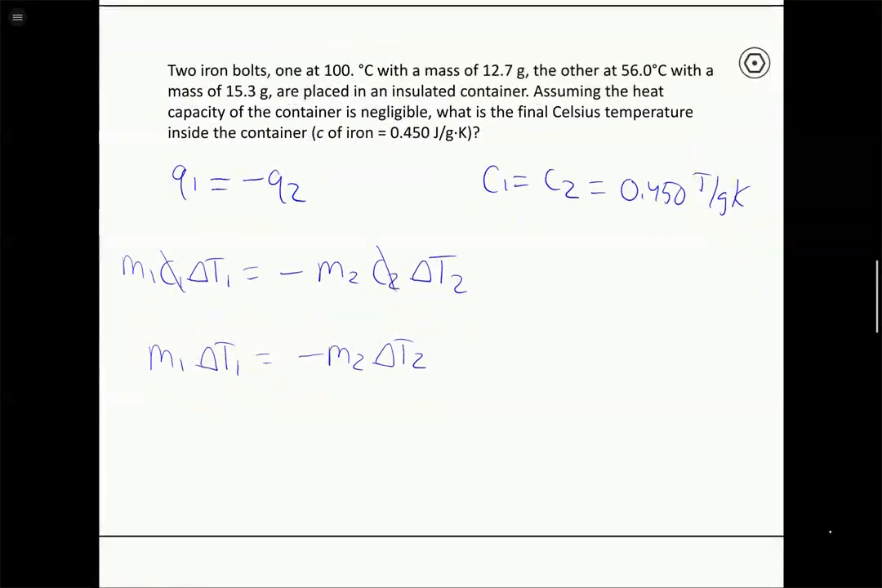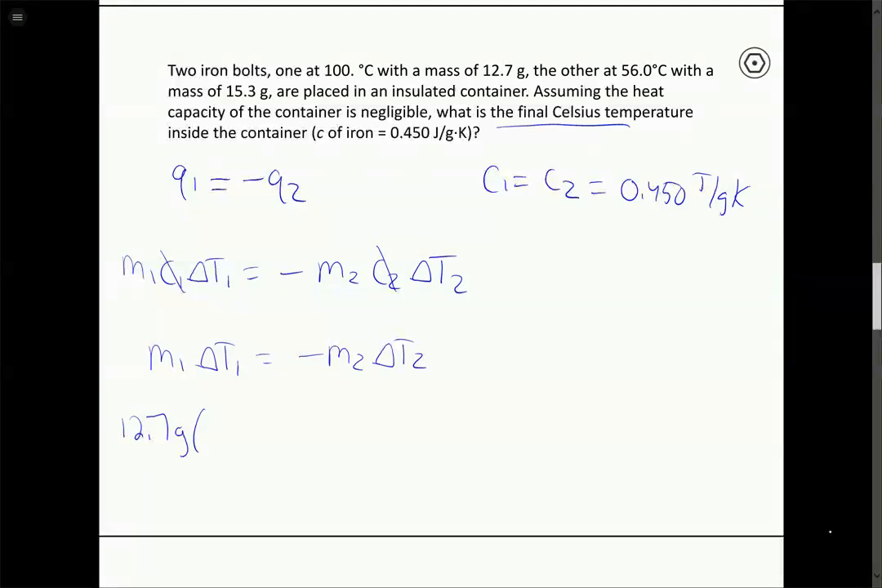Alright, so with that in mind, we can start putting numbers in here. So M1 is the first mass, which is 12.7. In this case, we're solving for the final temperature, so we don't know that, so it's going to be TF minus the initial temperature, which is 100 degrees Celsius. And we're going to set that equal to the negative of the second mass, which is 15.3 grams. And then its final temperature is going to be the same. Remember, the heat transfer occurs until they both have the same temperature. And the initial temperature for the second one is 56.0 degrees Celsius.